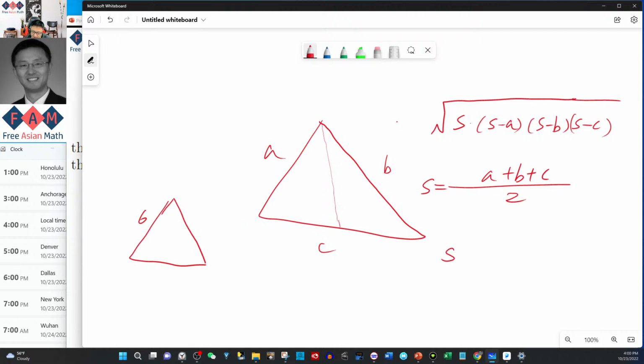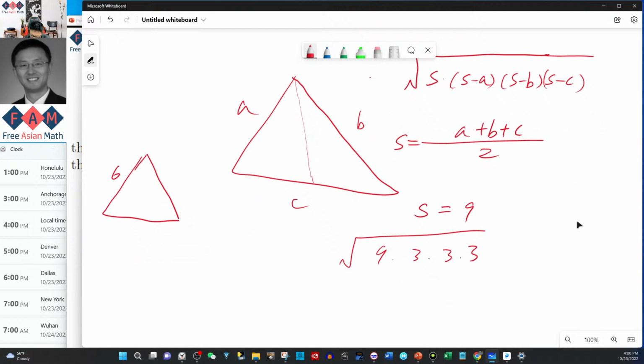We know S is the three sides. They're all the same. Add up to 18 divided by 2. S equals 9, right? Okay, what is the area? Just plug into Heron's formula. That's 9 times (9 minus 6), they are all the same. So 3, 3, 3. Too many 3's. What is that? This is 3 to the 5th power, take the square root.